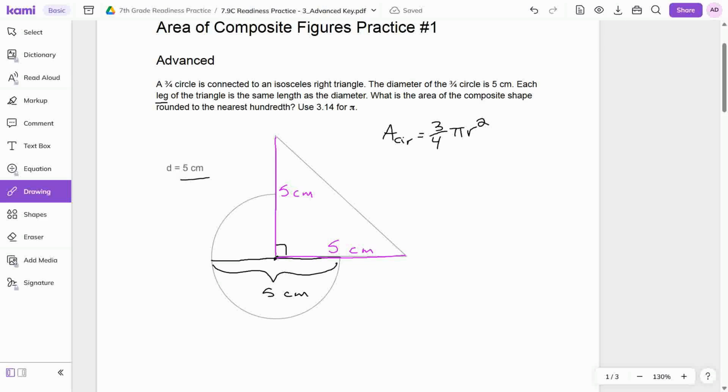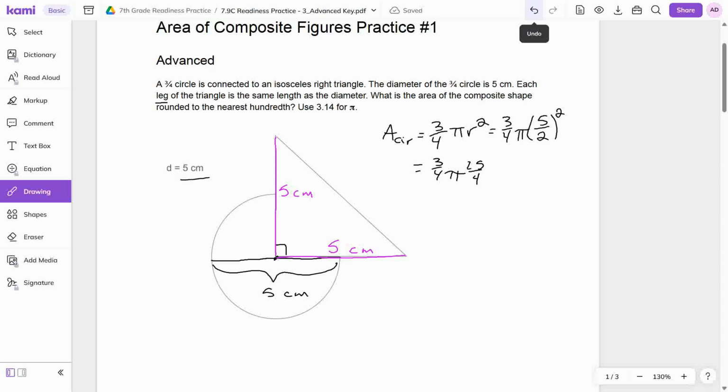All right, so what is our radius? Our radius is half of 5, so that's going to be 2.5. And since we're dealing with fractions right now, let's just make it 5/2. But it's not just 5/2, it's 5/2 squared. So if we want to simplify that, we've got 3/4 times, and then 5/2 squared is 25/4.